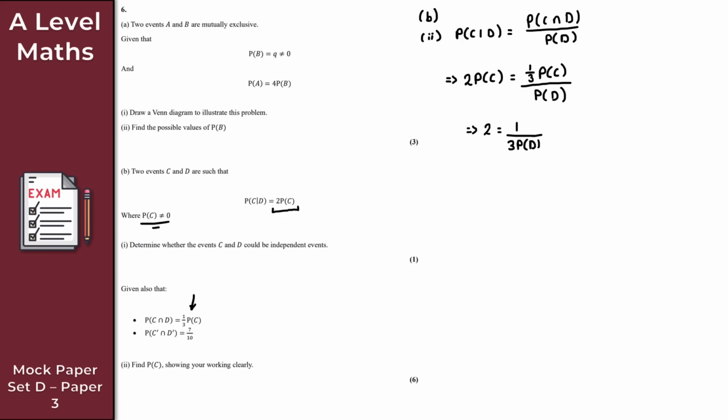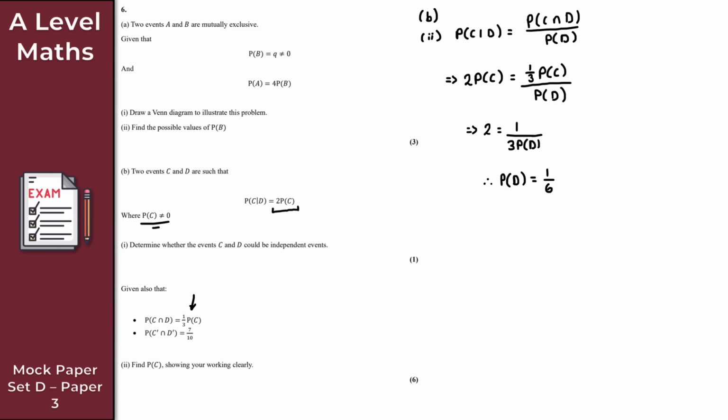So where can I go from here? Well, let's just find the probability of D here then, because I can just rearrange here and make the probability of D the subject, right? So just times both sides by 3. So 1 over the probability of D is equal to 6, and therefore the probability of D here is equal to the reciprocal of that. So 1 over 6, okay?